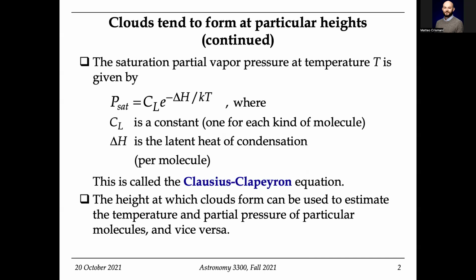So this constant is going to depend on the molecule itself, whether that's water vapor, whether that's a mixture of water vapor and ammonia, whether that's ammonia and hydrogen sulfide. And then up here, you have the latent heat of condensation. We talked about that. That's this, delta H. Good, and it's exponential. Okay. So in a lot of ways, the height at which clouds form can be an estimate of the temperature. In some regards, it can also be an estimate of the partial pressure of a particular gas.